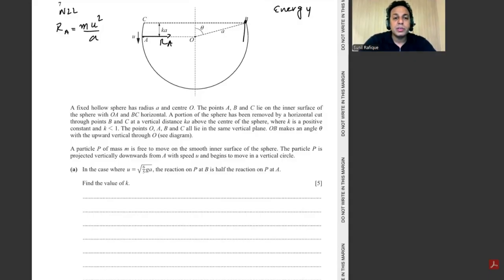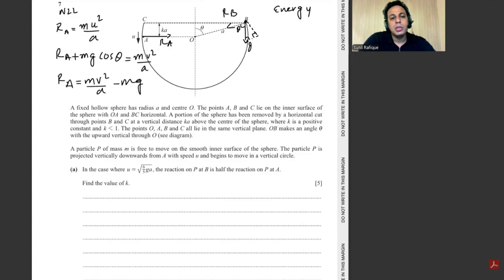So I need to consider the weight component as well, like this. And I can make a diagram like this. And this is going to be theta, and that will be theta as well. You can check that. So the reaction here at B, I can write that R of A plus mg cos theta will be equal to mv squared divided by a. Okay? So let's make the expression R of A will be mv squared over a minus mg cos theta.